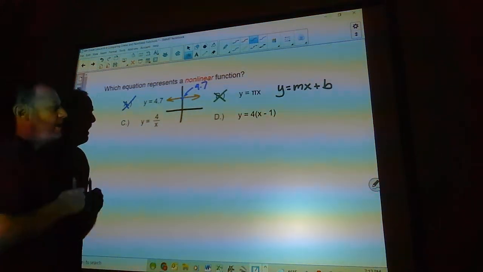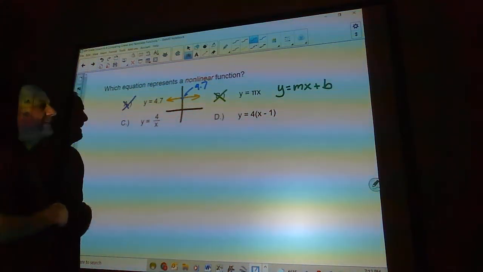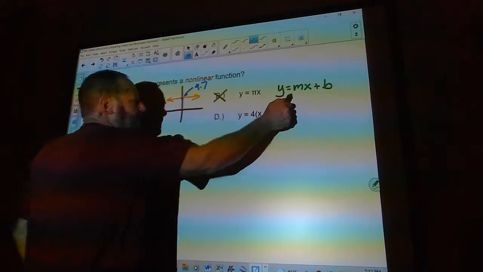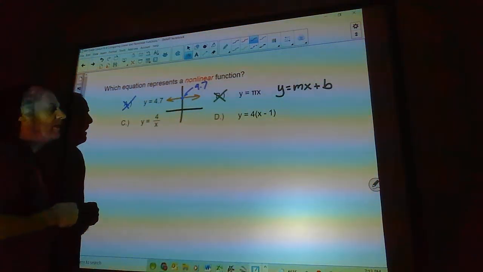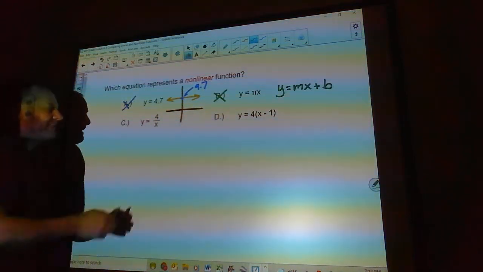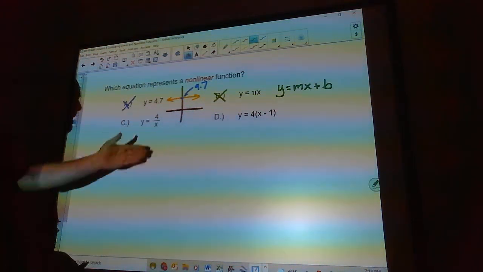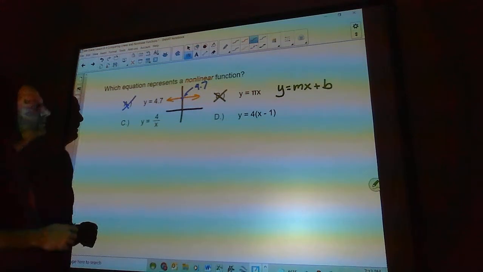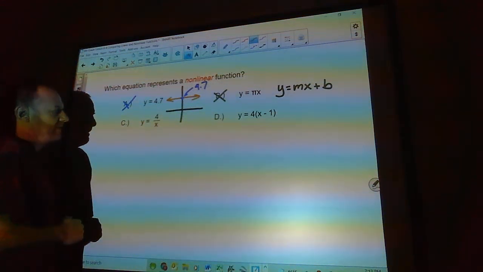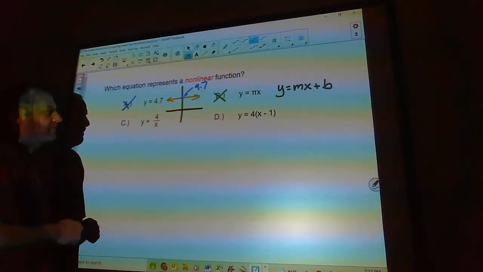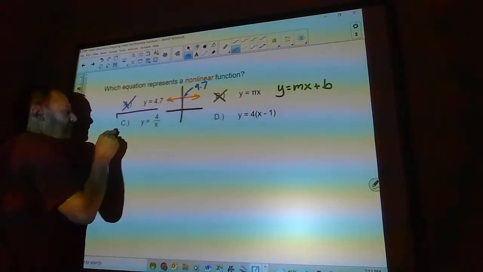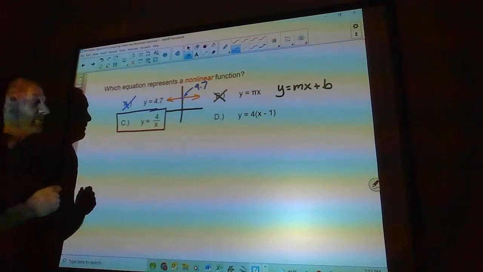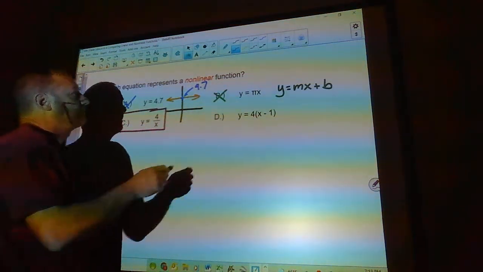Okay, this one here, y equals 4 over x. I cannot write that in slope-intercept form. This is not a line. As x gets bigger, the fraction gets smaller, and it has a different slope each time. So this is going to be our answer right here, C. Now there might be two answers to this, so let's look at this last one here.